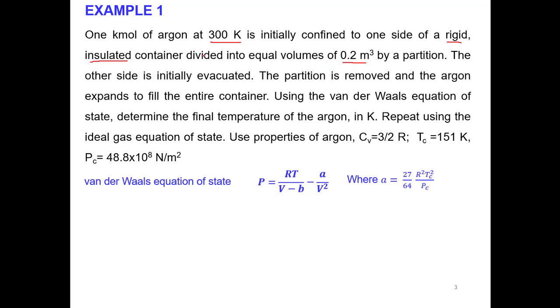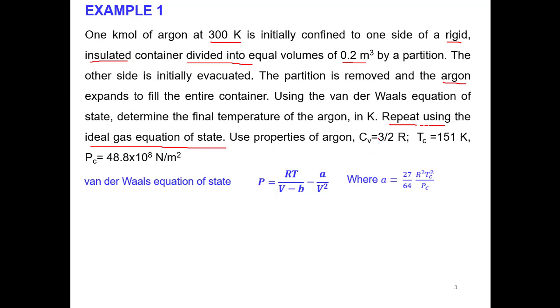So previously the container was divided into equal parts of 0.2 cubic meter volume and there was a partition. So let's say that partition is removed, then the argon gas will expand to fill the entire container. Now, using the van der Waals equation of state, determine the final temperature of the argon in Kelvin. Right? Then repeat the same problem using the ideal gas equation of state.